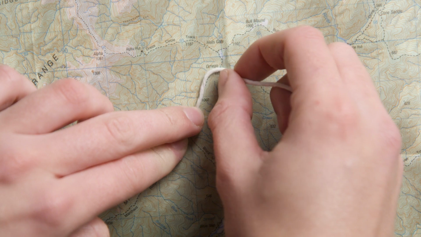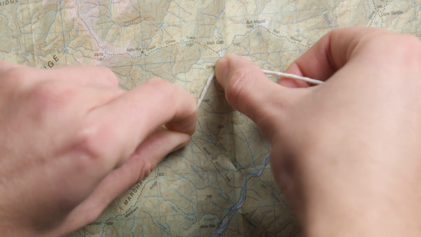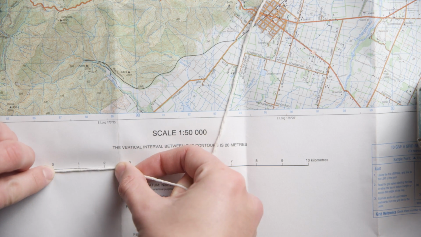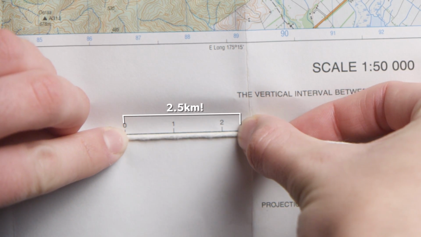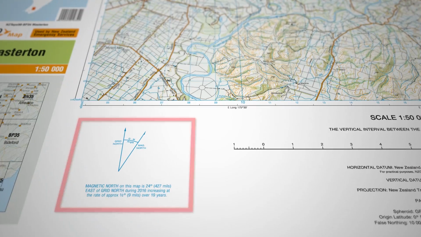A handy tip is to take a piece of string, a ruler, or even the edge of your compass and measure the distance between two different points on the map. Bring this measurement down to the scale guide, and you can work out how far it is between those 2 points. You can also find a north point diagram at the bottom of the map.